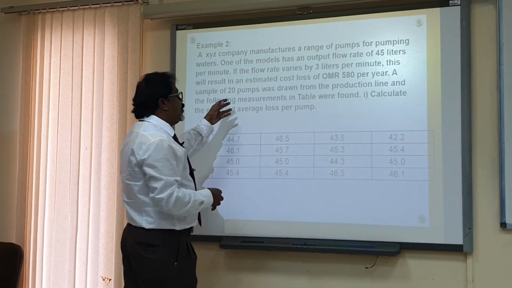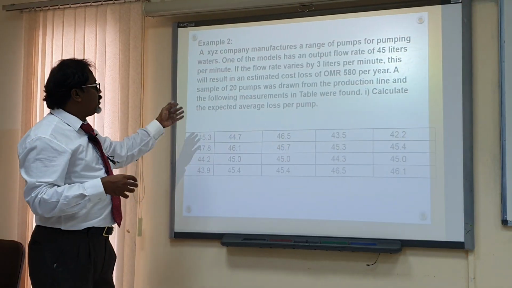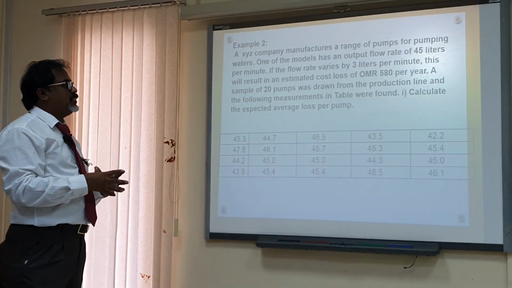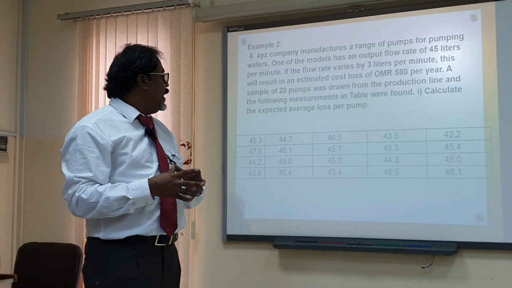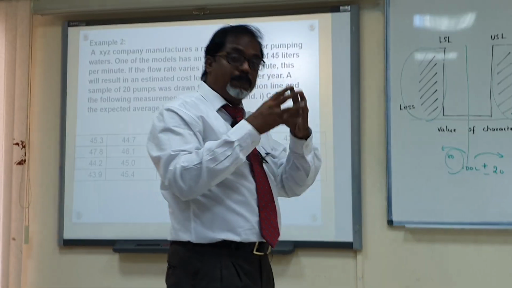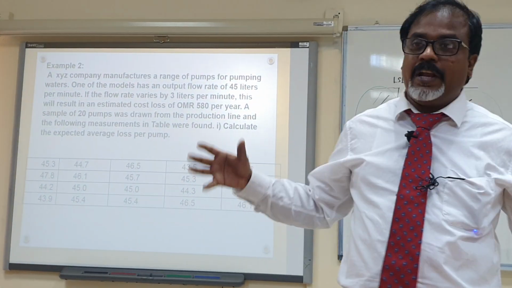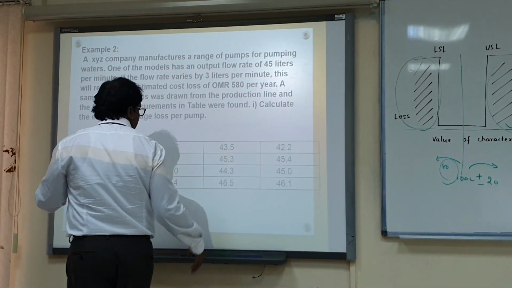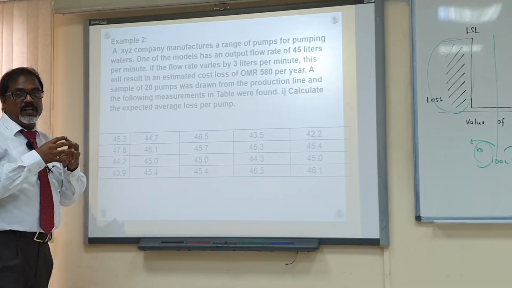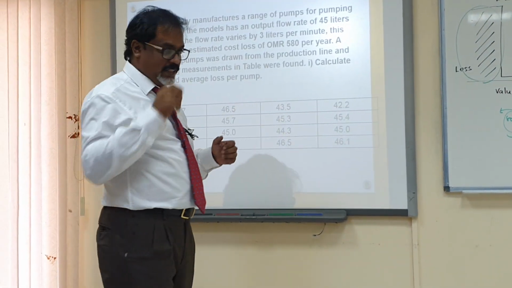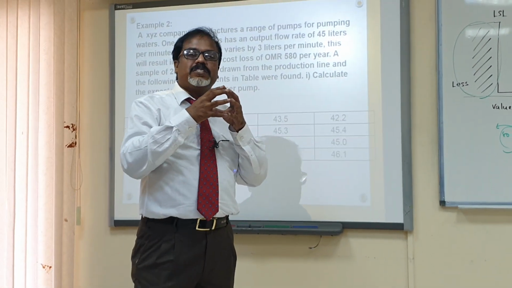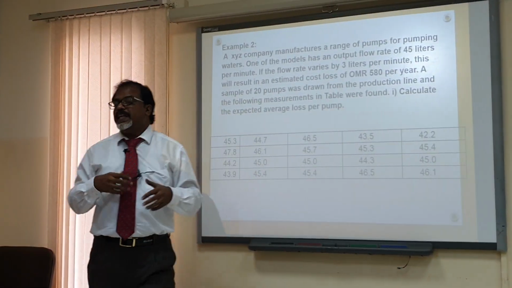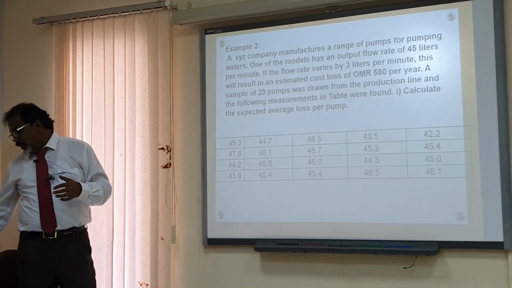A sample of 20 pumps is taken. Twenty pumps were drawn from the production line, and the measurements in the table are found. Calculate the expected average loss per pump. They are not asking for only one pump. They have given one set of pumps, and you have to find the average. Normally the company will try to find only the average level of loss when there is a variation.